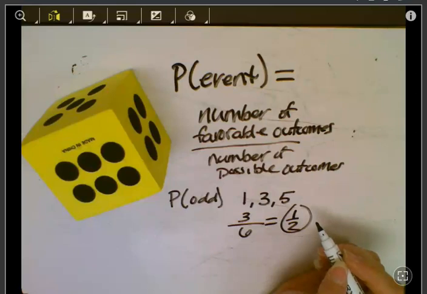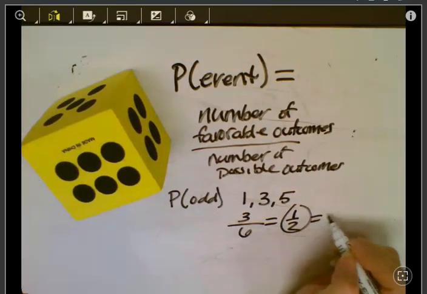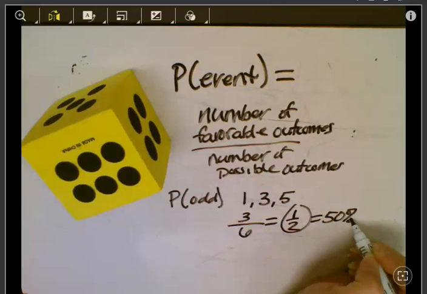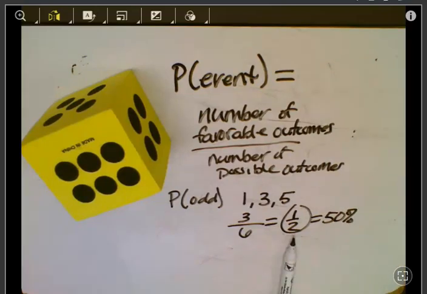Okay? The other way you can write probability is by writing it as a percent, and half is the same as 50%. So probability you can write as a fraction or as a percent. It can be either way. So if you have any questions on this one, actually then we have one more to go on to.